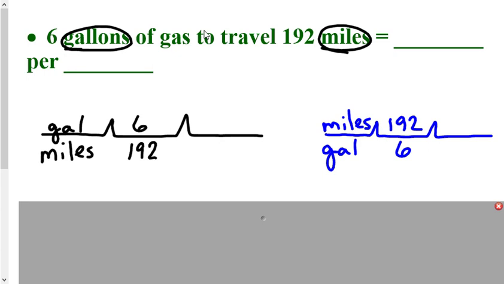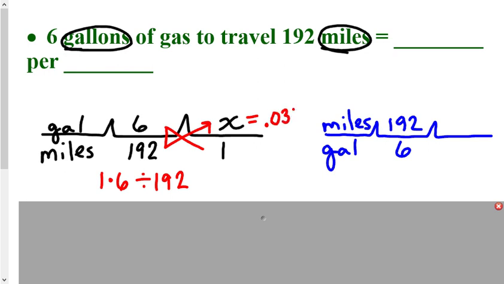So for the first example that's done in black, I can look at it and say, well, if I'm setting this up as a unit rate, then I want to know how many gallons for 1 mile. And so I can solve that by doing 1 times 6, I multiply the numbers that are diagonal, and then divide by the number that's left, divided by 192. 1 times 6 is 6, divided by 192. If I work that out, I'm going to get this answer. I might also get this answer if I get it as a fraction.